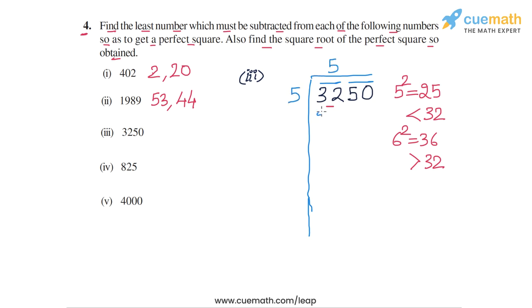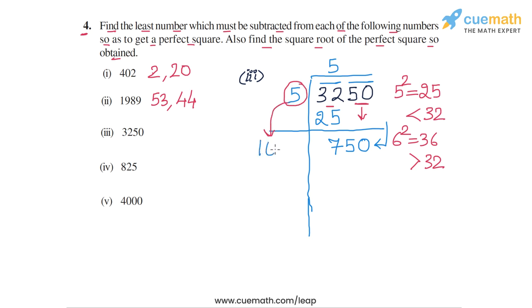And 5 into 5 is equal to 25. Now if you subtract 32 minus 25, it is equal to 7, and then you take these digits 50 and bring them down, and you get 750 as your dividend for the second step. And the divisor for the second step, how will you calculate that? Well, you will have to take this divisor 5 from the first step and double it.